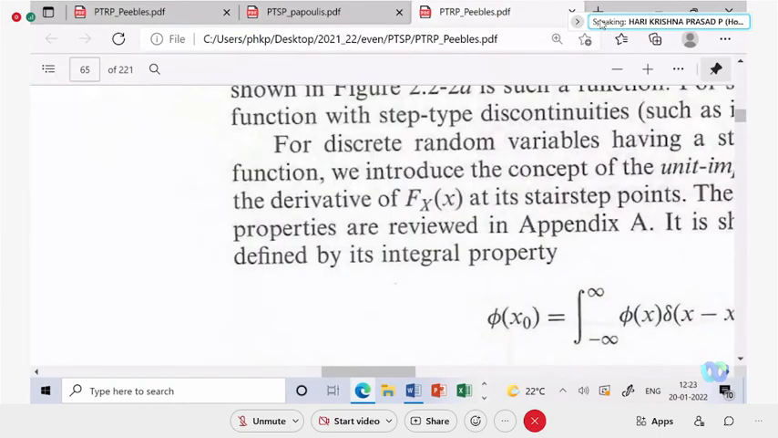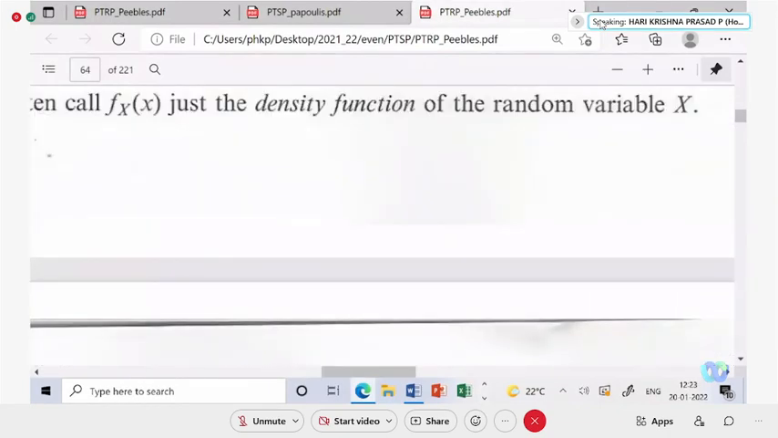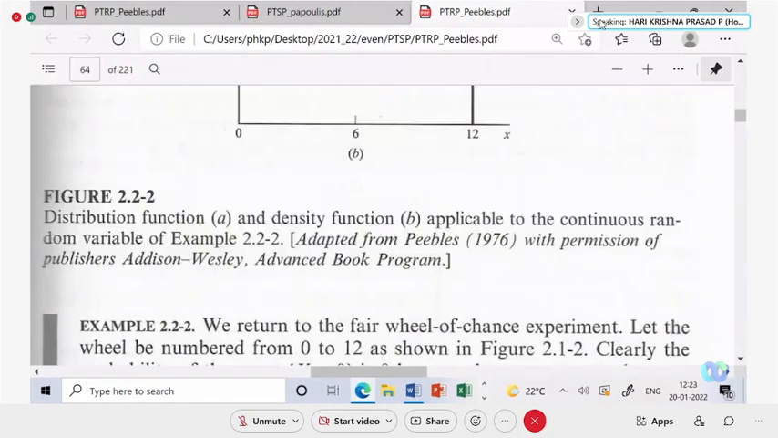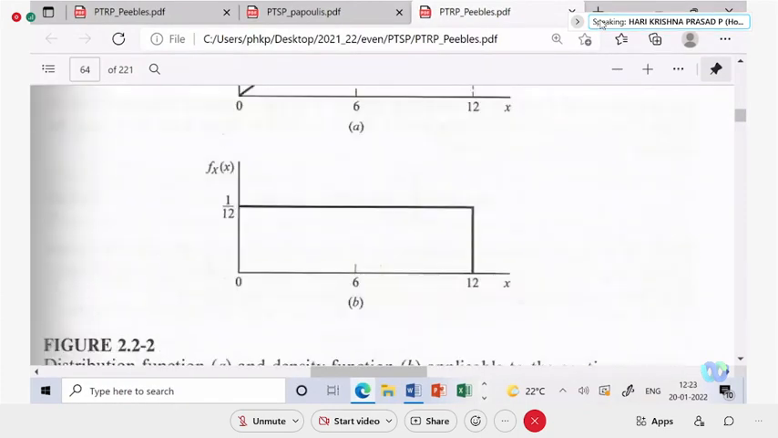The area under that is simply height into width. So what is the height of this density function? 1 by 12. What is the width, please? 12 units. So area is height into width, and I got 1. So this has satisfied the second property of the density function.